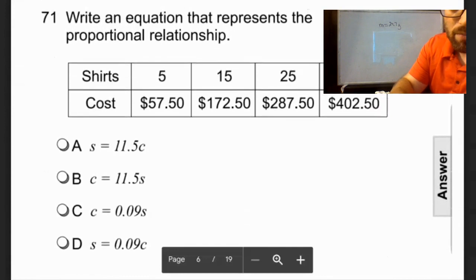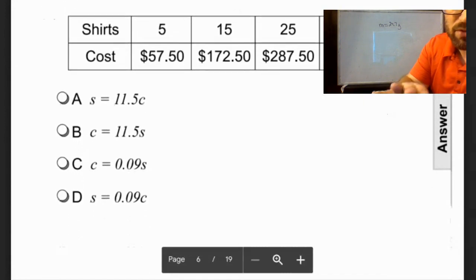71. Write a proportional relationship that represents the proportion. Since we know it's a proportional relationship, we don't have to do every single one of them in this case. But remember, 57.50 divided by 5, and so forth. Remember, money always goes on top. And so we have the cost of the shirts is C equals, well, let's say 57.50 divided by 5 shirts. And then S is the number of shirts we buy. So our cost is going to be $11.50 times S.